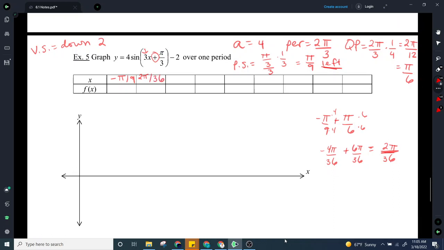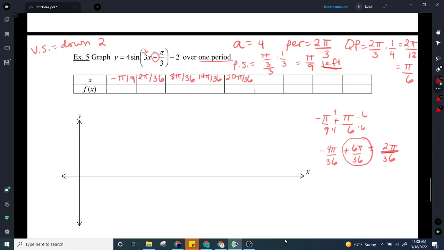And then add another pi over 6, but remember, pi over 6 is really 6 pi over 36, right? Adding 6 pi over 36 puts me at 8 pi over 36. Add 6 pi over 36 again, 8 plus 6 puts me at 14 pi over 36. They just said 1 period. 1 period is 5 points, so I'm going to do one more. That puts me at 20 pi over 36, okay? So I'm just going to do those 5 points right there.